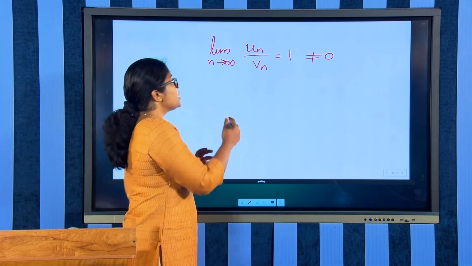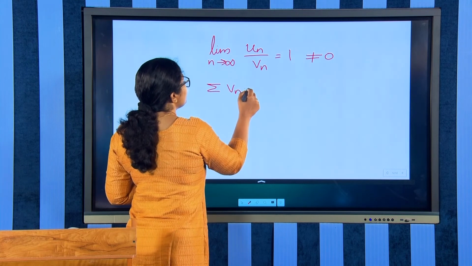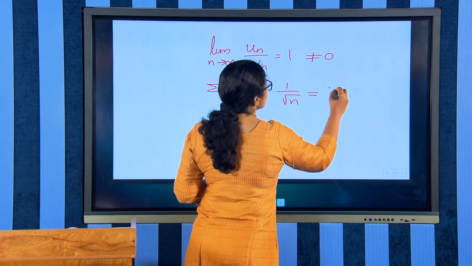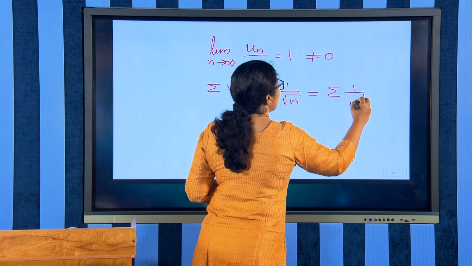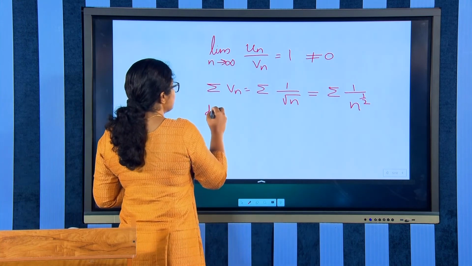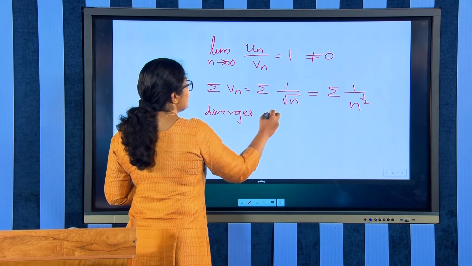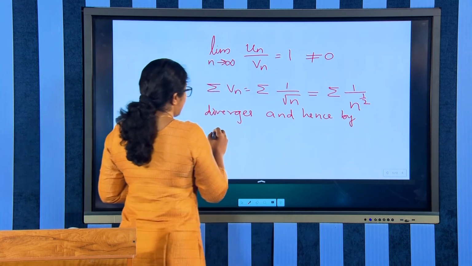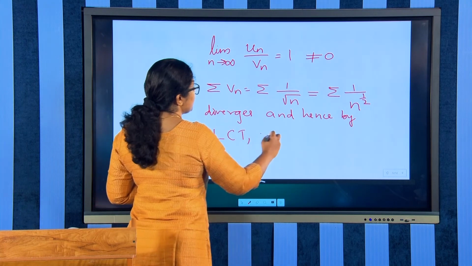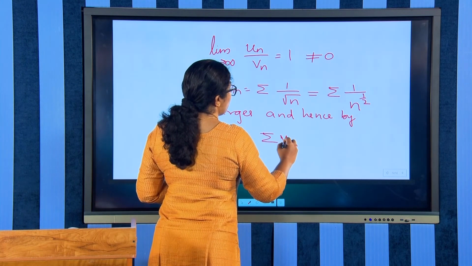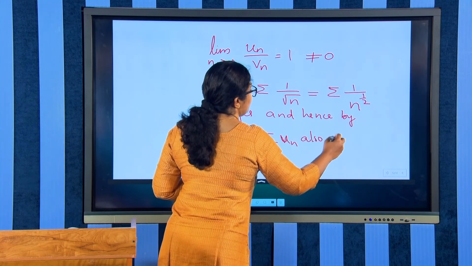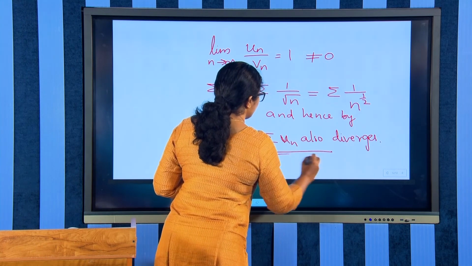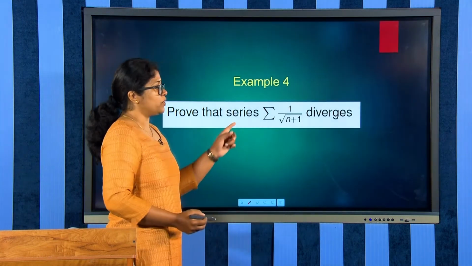So, if we have summation Vn equal to summation 1 upon root n, which can be written in the form summation 1 upon n power 1 by 2, diverges, and hence by limit comparison test, summation un also diverges. So, that is how we can prove that the given series diverges.